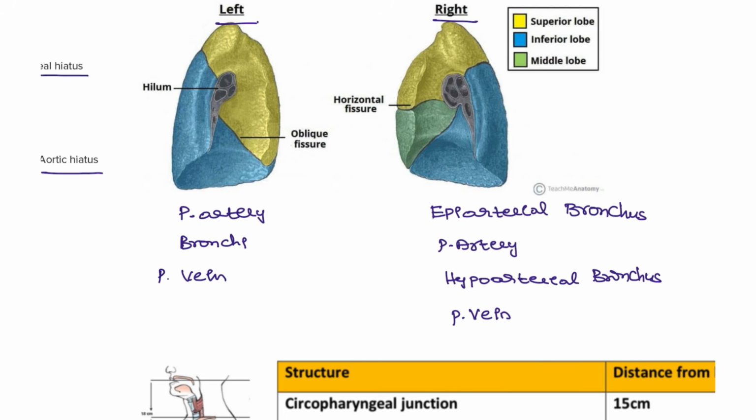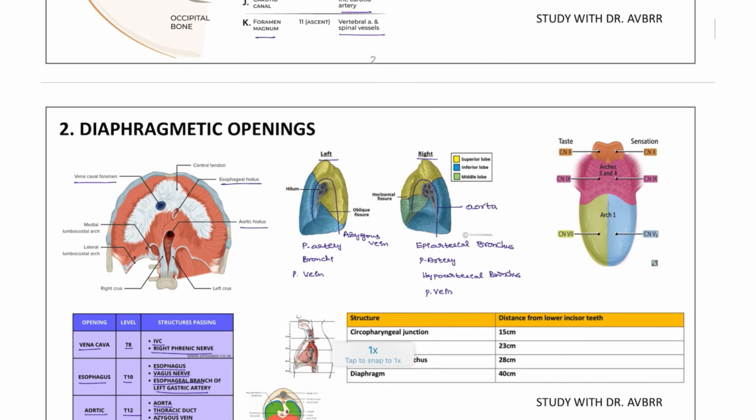Above these structures, there are arteries and veins passing here. On the right side, you have the aorta. This is the aorta that is passing here. And on the left side, you have the azygos vein. This is the azygos vein. Right? This is a potential question.